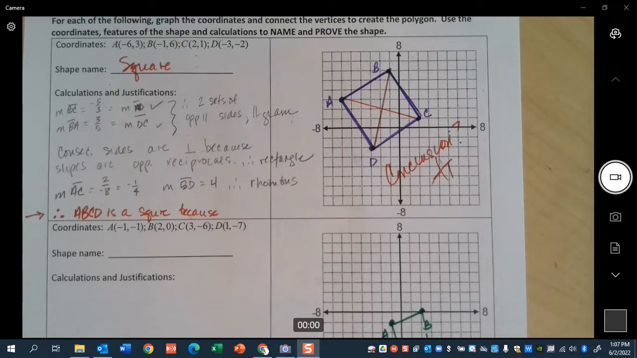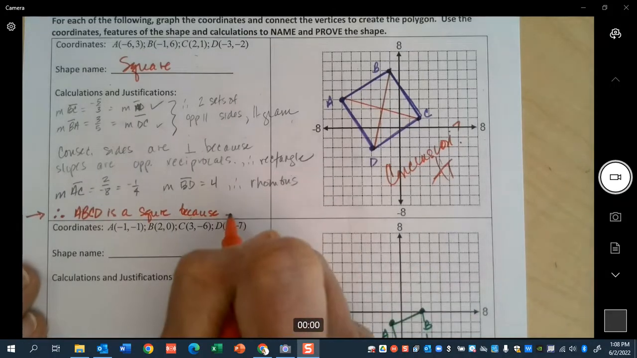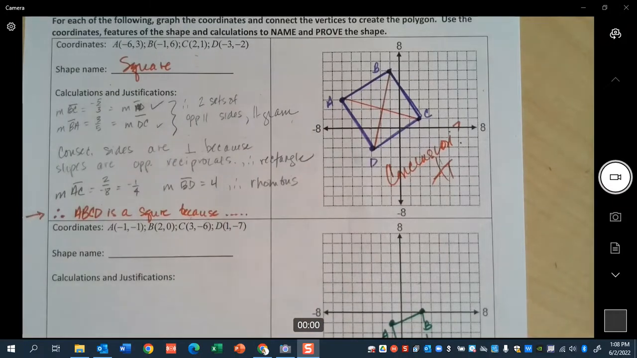Yeah, keep going. Therefore, it's a rectangle because it has consecutive sides perpendicular, right? It has 4 right angles, so therefore it's a rectangle. It has perpendicular diagonals, therefore it's a rhombus. It has 2 sets of opposite parallel sides, therefore it's a parallelogram. So you need to list each of those things in your answer.